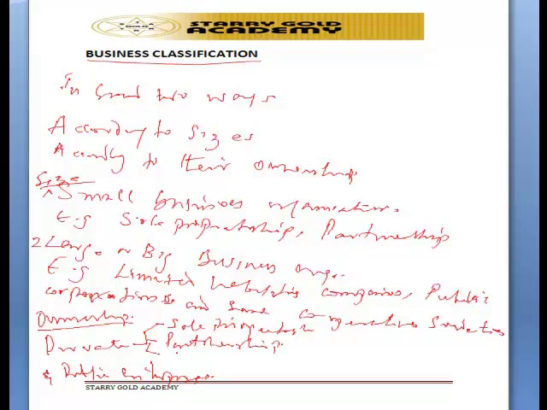Under this, we have cooperative societies. Also, under private ownership, we have limited liability companies. So, these are the privately owned businesses. And we are talking of public businesses. Under public business, we have corporations.